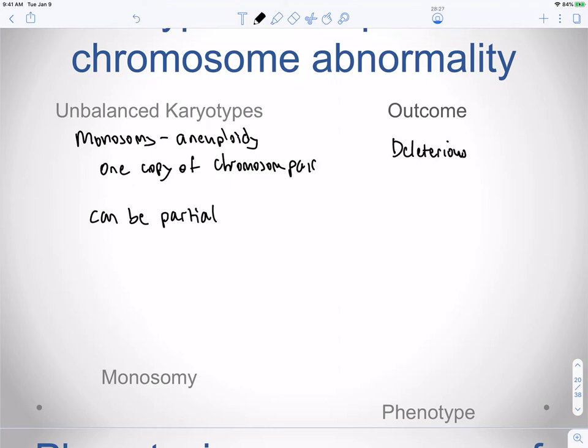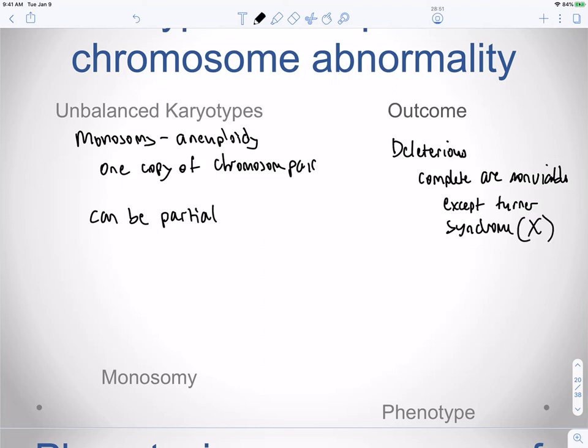And so typically complete monosomies where you lose a full chromosome are not viable. Except for Turner syndrome. And that's a loss of an X. Complete trisomies are going to be viable for several chromosomes, but for complete monosomies, they're not viable. Now, keep in mind, a partial monosomy can be viable.